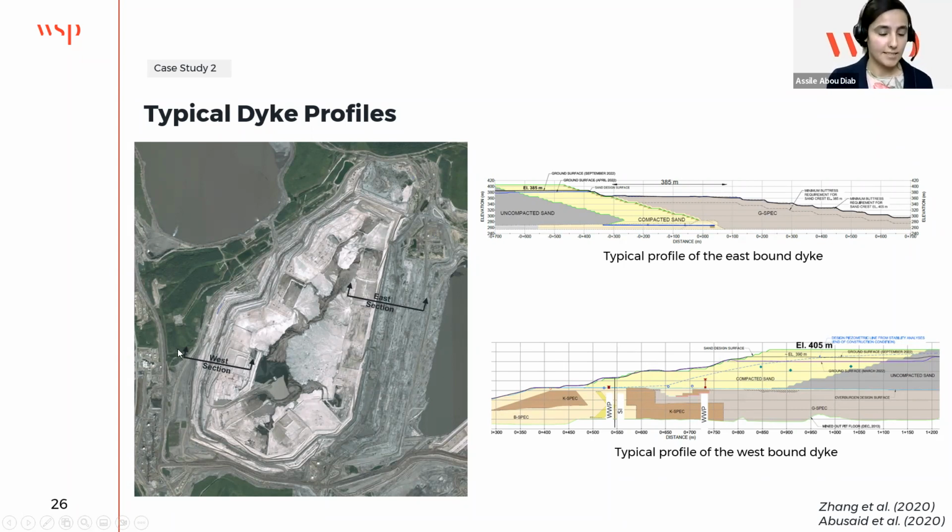And this is another section, west. Same story, the compacted sand here being discharged and compacted. And we are at 390 elevation, a few more lifts to reach the 405.